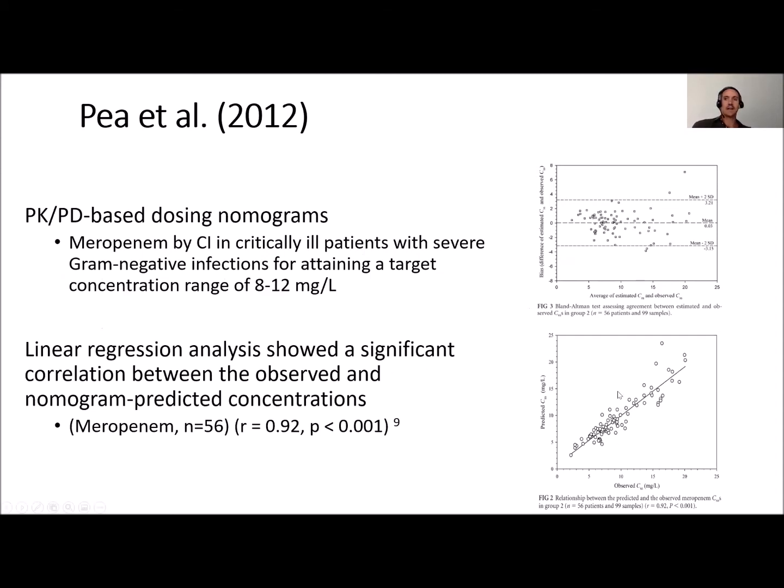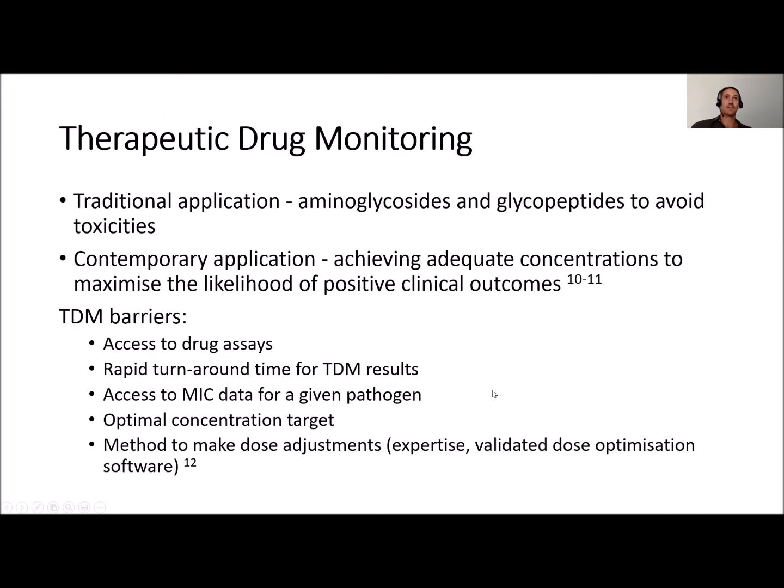If you look down the bottom right in the plot here, in the study they did in 56 patients, they compared the observed concentration in patients receiving dosing of meropenem according to the dosing nomogram and the prediction as per the nomogram. You can see here pretty good correlation, with an R value of 0.92. So without the need of TDM or drug concentrations, you could see pretty good correlation between the nomogram prediction and the actual observed concentration, which I guess supports, if you don't have that infrastructure to do TDM, that this is probably a feasible approach.